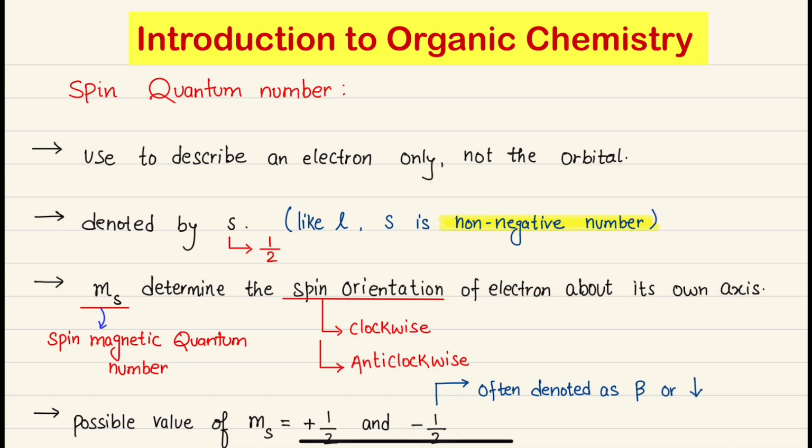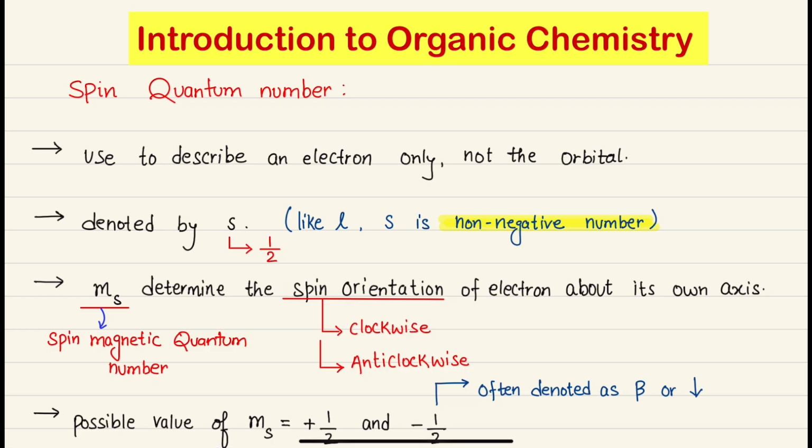Till now we have studied that the electron revolves and does some motion around the nucleus, but the electron also spins about its own axis. And in which direction that spinning of the electron is happening, who will tell that? ms. So ms determines the spin orientation. Orientation can be clockwise or anti-clockwise. This is very important.